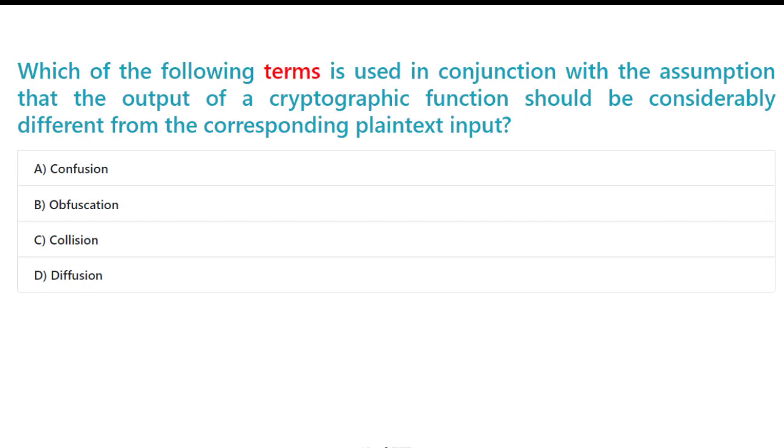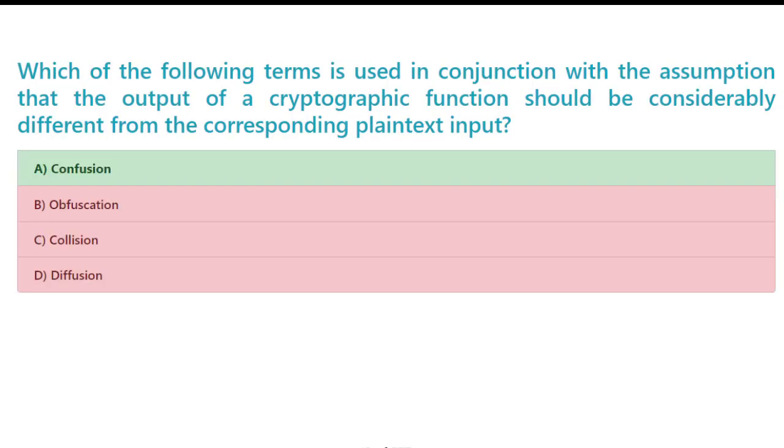Which of the following terms is used in conjunction with the assumption that the output of a cryptographic function should be considerably different from the corresponding plain text input? A. Confusion. B. Obfuscation. C. Collision. D. Diffusion. The correct answer is A. Confusion.